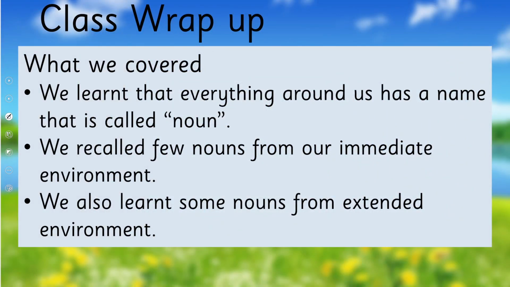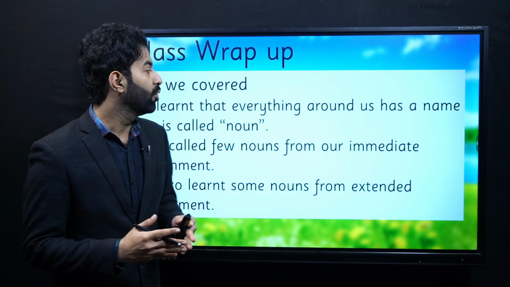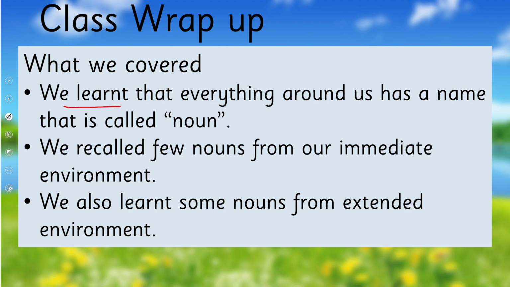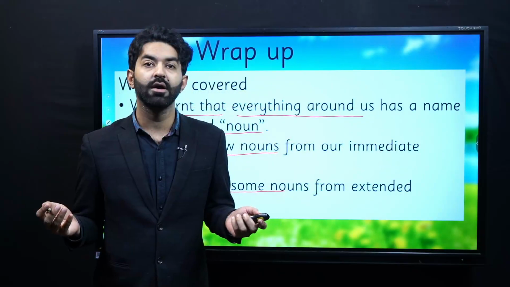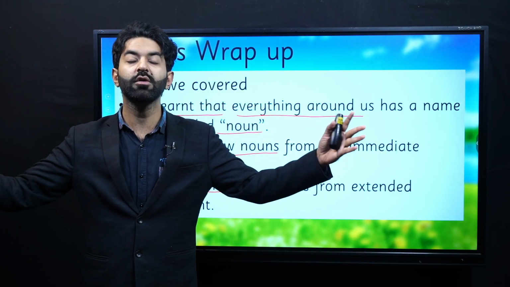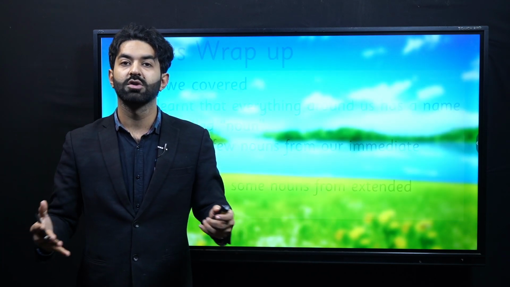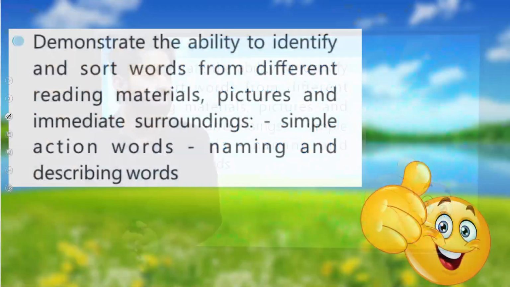So, what did we cover today? Let's wrap up. We learned that everything around us has a name, and that is called a noun. We recalled a few nouns from our immediate environment. Yes, we have seen pictures, we have seen different graphics, and then we also learned some nouns from the extended environment. We learned by seeing around us that there are a lot of things that have names. So this is all about this lecture today, dear learners.